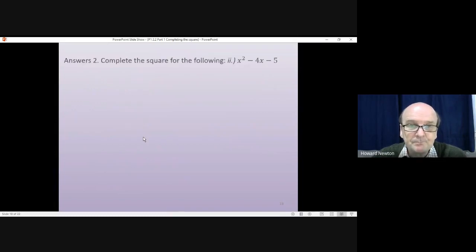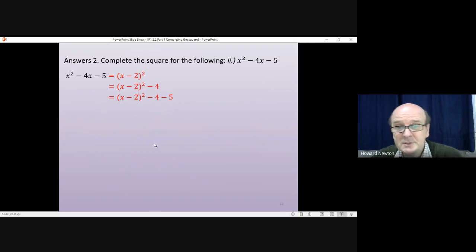Second question, x squared minus 4x minus 5. Again, we start by halving the minus 4, so we get minus 2 squared. That means we need to take away 4 because of the 2 squared we don't want. Don't forget the minus 5 that we do want. Tidy up those numbers, and that gives you minus 9.